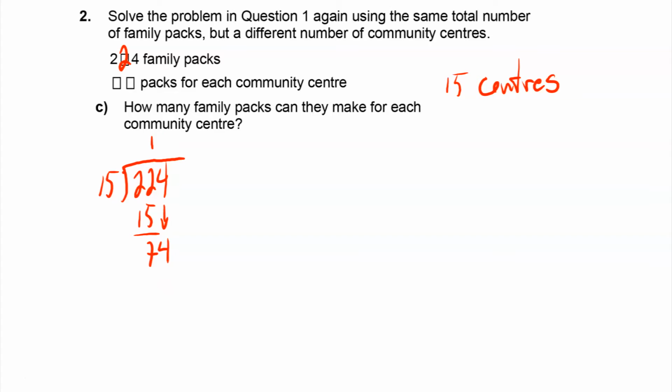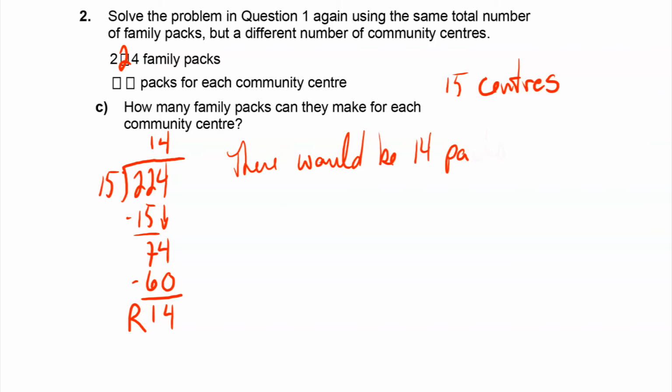Let's try 4. 4 times 5 is 20, 2 to carry. 1 times 4 is 4, plus 2 is 6. So I've got 74 minus 60, which leaves me with 14 remainder. So if there were 15 centers and 224 family packs, there would be 14 packs for each center, with 14 left over.